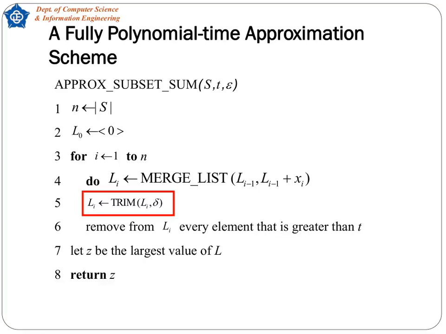Then we call the trim routine on L to prune out sums that are too close to one another, keeping the list size under control. After trimming, we drop any sums that exceed t. Once we've processed all n items, we pick the largest remaining sum z and return it. Because each merge, trim, and prune step runs in time polynomial in n and 1/epsilon, the overall procedure is efficient and guarantees a solution within 1 plus epsilon of the true optimum.